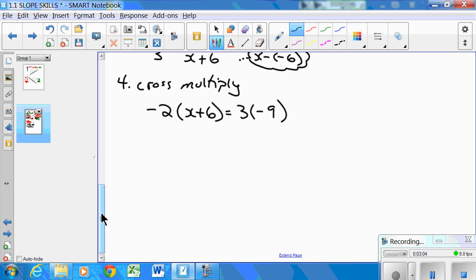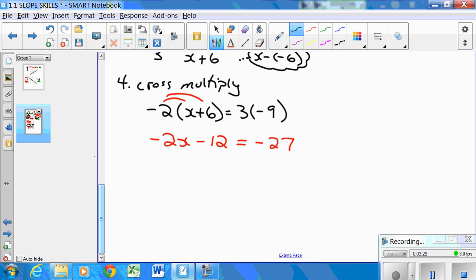Do I know how to multiply through by -2? I want to make sure both those numbers inside get multiplied by -2. So -2x and -12. 3 times -9 is -27. None of these numbers are given to you, so you want to show the work as to where they're coming from.